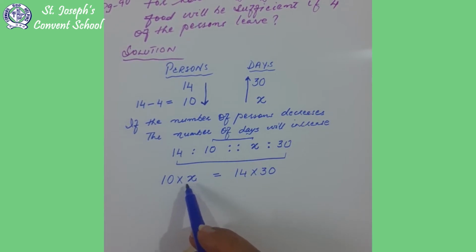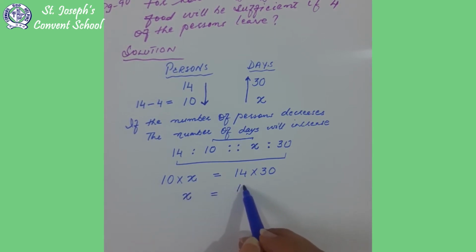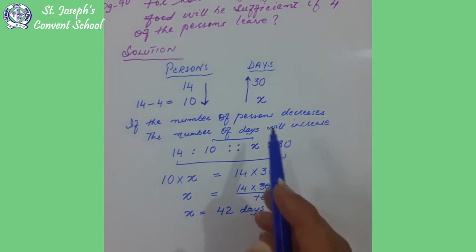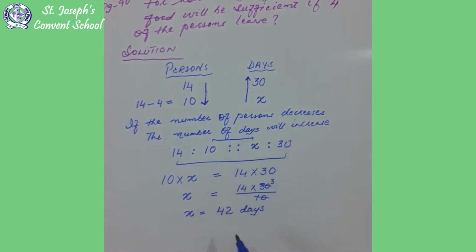So x will remain here. 10 is multiplying, so that side you will shift, it will divide. So x equals to 14 into 30 divided by 10. Okay, so you can simplify it. 10 into 3 is 30. So 14 into 3 is 42 days. Okay, days, you were finding days, so you will write days here. Okay, x is days, so it means x is 42 days.